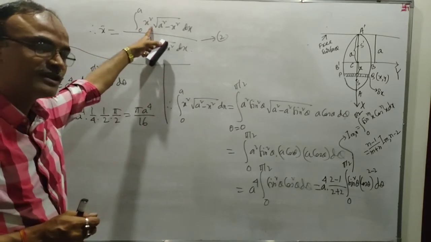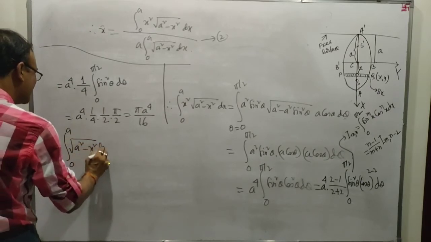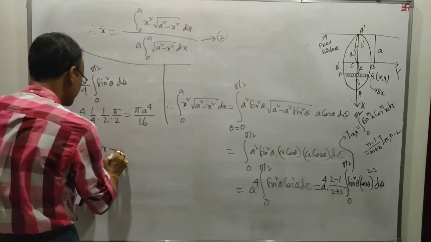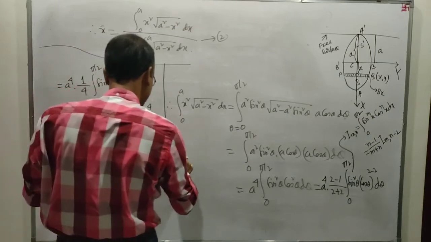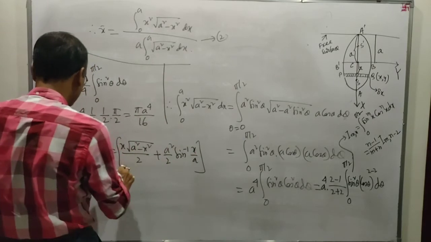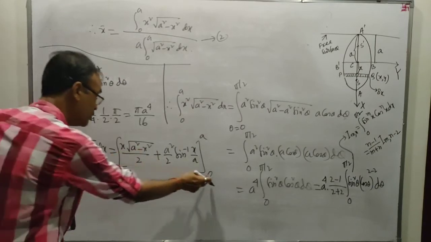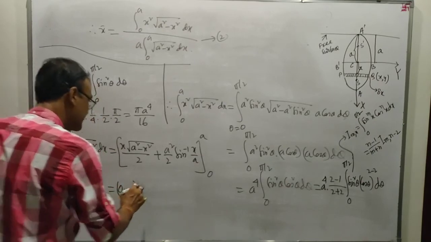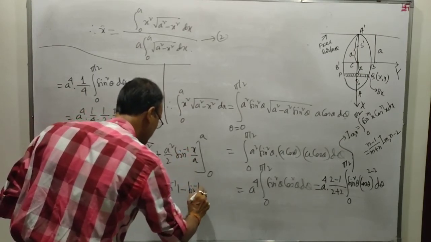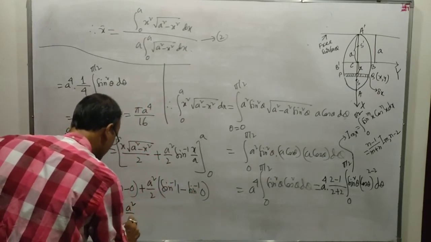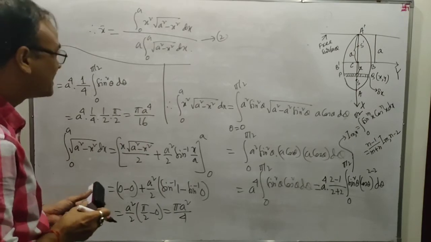The integral in the numerator has been calculated. Now, the integral from 0 to a of the square root of a square minus x square. You need not put x equal to a sin theta because it is a formula: x times the square root of a square minus x square divided by 2 plus a square by 2 sin inverse x by a, from 0 to a. If you put a here, a square minus a square, it will be 0. If you put 0, this x is 0, so no contribution from this. Plus a square by 2 sin inverse; if you put a, it will be sin inverse 1, and sin inverse 0 for the lower limit. This is equal to a square by 2 into pi by 2 minus 0, which is pi a square divided by 4.